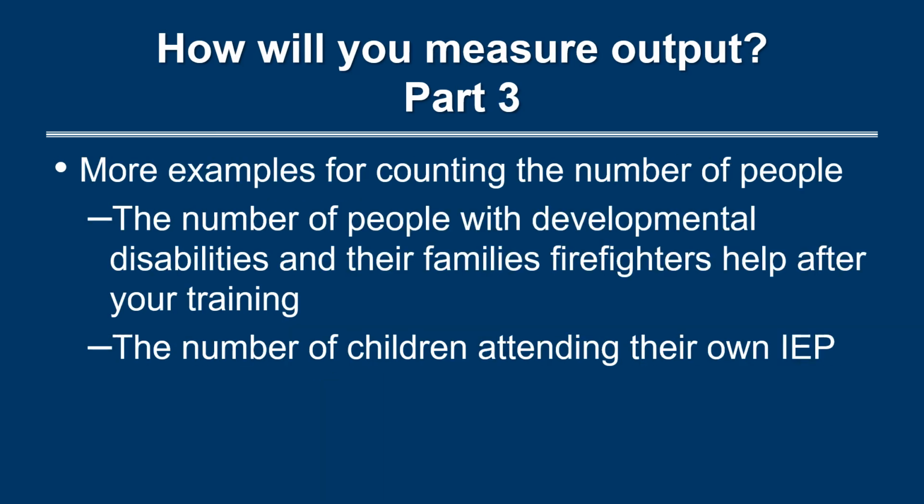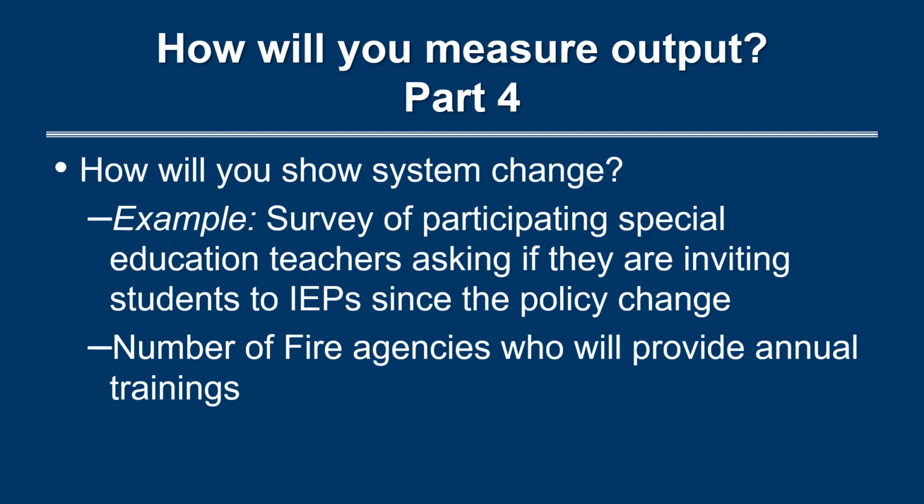You can also think about people who are affected by your program but who are not participants. For example, if you count the number of people with IDD and their families that firefighters help after the Fire Up training, that is an output. Now let's think about measuring systems change. One example for policy change related to student IEP participation would be to survey participating special education teachers and ask them if they are inviting students to IEPs since their school made this a policy. Or perhaps the goal is to use Fire Up each year to train new firefighters. Then you could measure the number of fire agencies that provide that training each year.